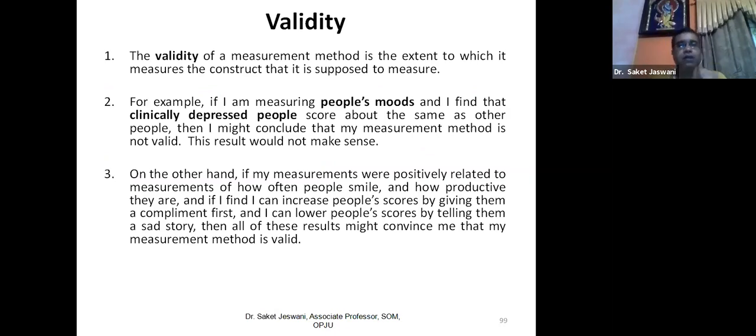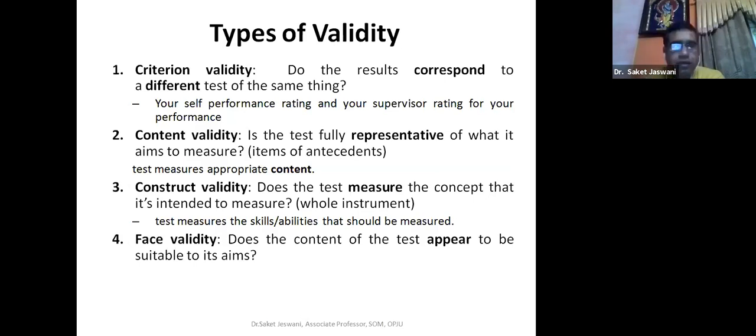So for example, if I am measuring people's mood and I find that clinically depressed people score the same as other people, then what is the use of measuring, right? It means your instrument is not measuring the mood. So there is an issue of validity. What you intend to measure, what your objective is, whether it is measuring that thing or not, that is known as validity. So 4 types of validity are there: criterion, content, construct, and face.